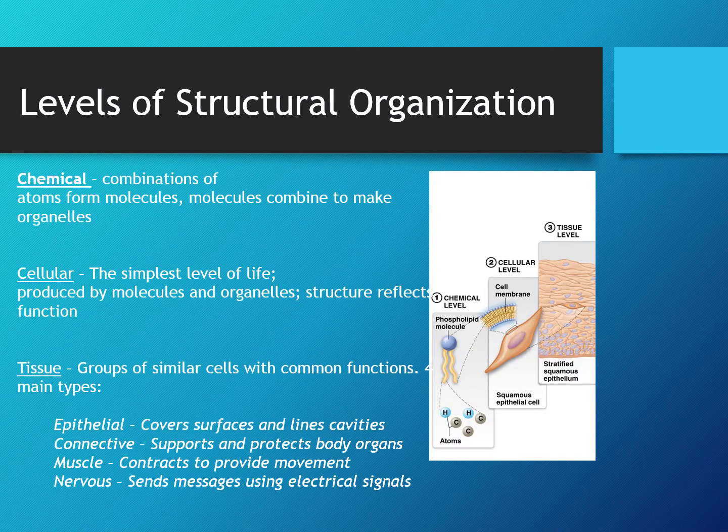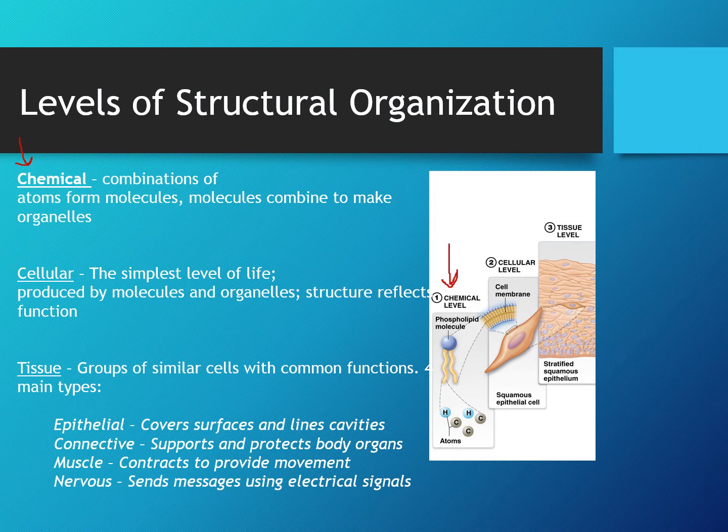Human anatomy can be studied at different levels of structural organization. The most simple and basic level of organization is the chemical level. Here, combinations of atoms are bonded together to form molecules like lipids, proteins, nucleic acids, and carbohydrates. These molecules will then combine to form organelles.